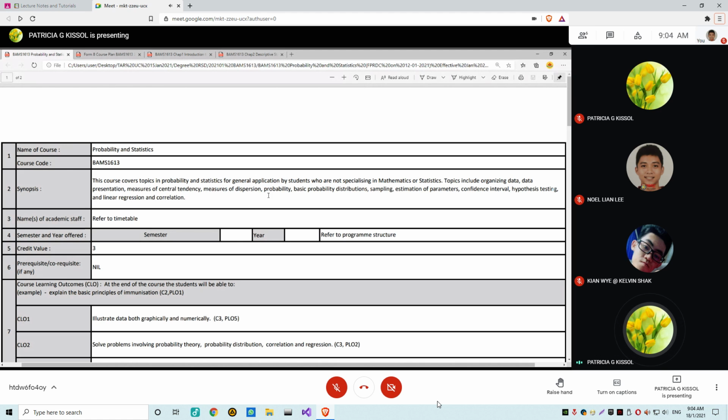as what you can see here, probability, where my cursor is at the moment. Basic probability distribution, which I hope you all still remember, if you have taken additional maths, concerning normal distribution, binomial distribution, and Poisson distribution.